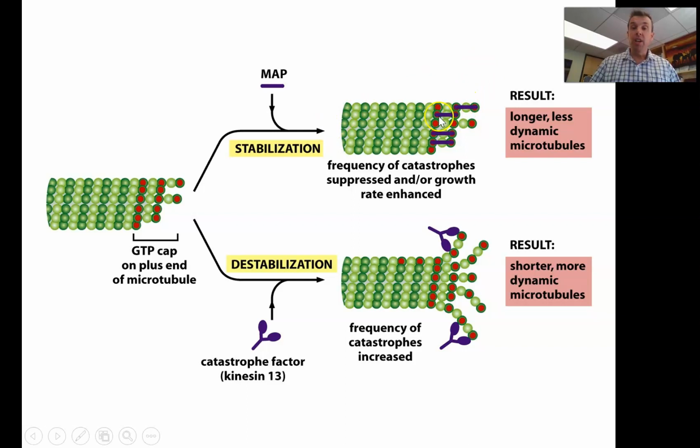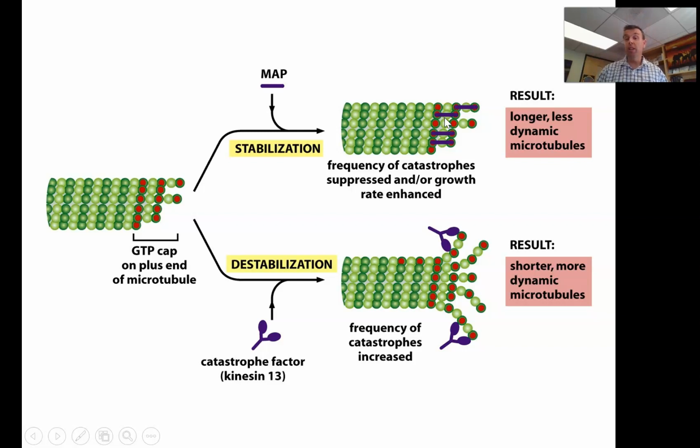But if you have MAPs there, you can stabilize the straight conformation, and now even if hydrolysis caught up, they are still straight. It's almost as if they were in the T form, even if they're in the D form. So when MAPs bind, these microtubules are not going to collapse and fall apart.